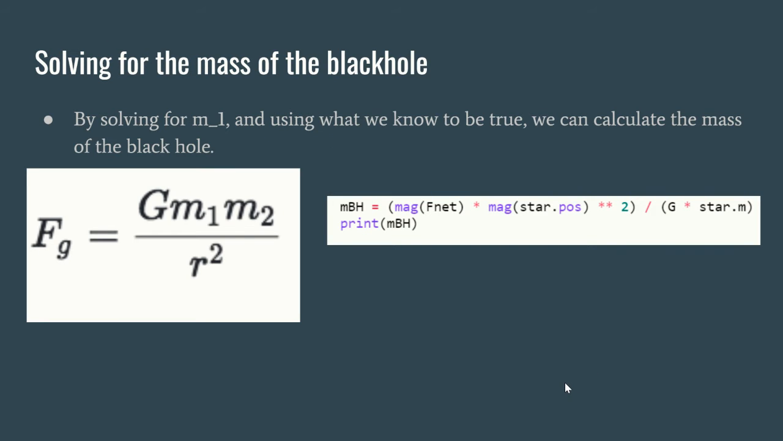So how can we solve for the mass of the black hole? Well, by solving for m1 and using what we know to be true, we can calculate the mass of the black hole. So if we assume m1 is the mass of the black hole and m2 is the mass of the star, we can multiply by r squared, then divide by G and divide by m2, and we have the mass of the black hole. That's just represented here in the code with mass of the black hole equal to the magnitude of the net force times the magnitude of the star's position squared, and then divided by the universal gravitational constant times the mass of the star.